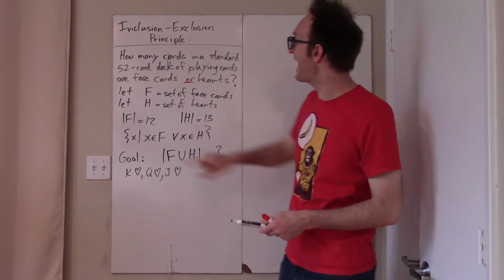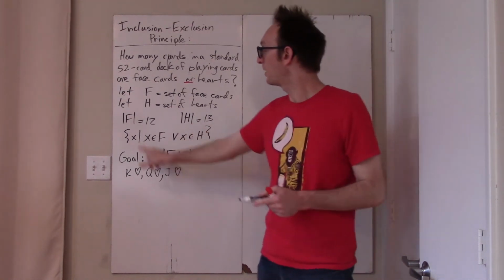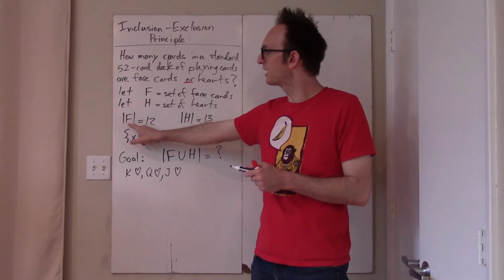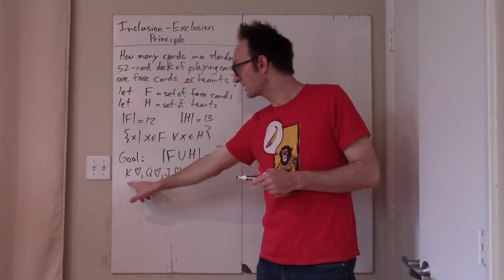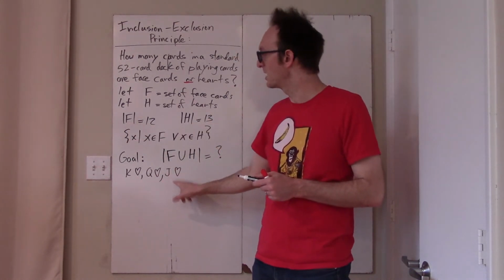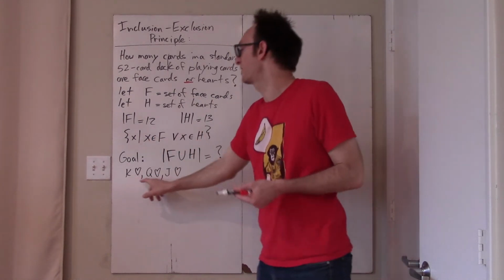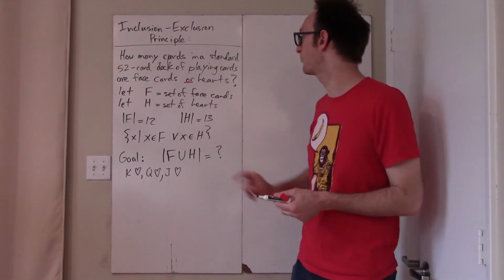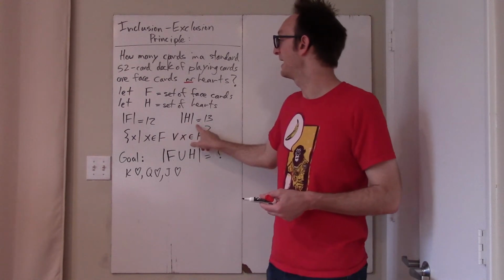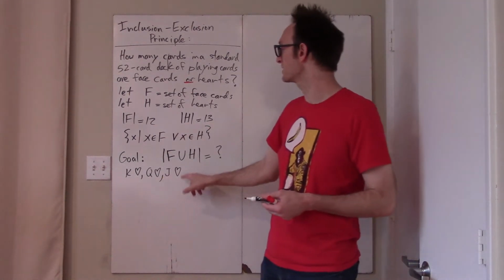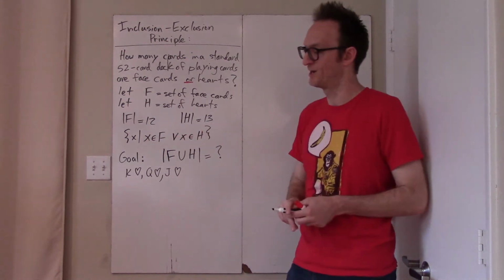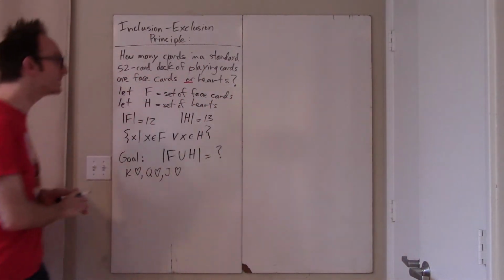And so if you simply add 12 and 13, well, when you count all of the face cards, you're counting the King of Hearts, the Queen of Hearts, and the Jack of Hearts, and you get 12 total. But when you're counting all the hearts, you're also counting the King of Hearts, the Queen of Hearts, and the Jack of Hearts. And therefore you're double counting these 3 cards if you were to simply add 12 and 13. Okay, so what should you do?